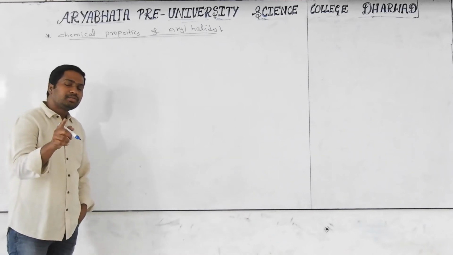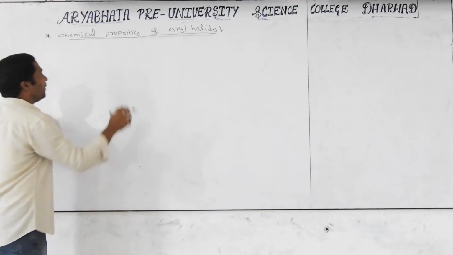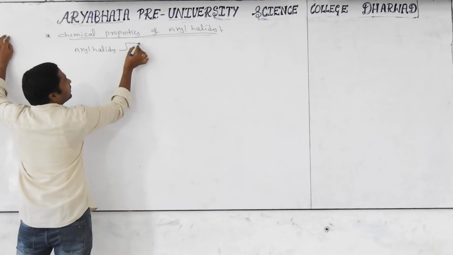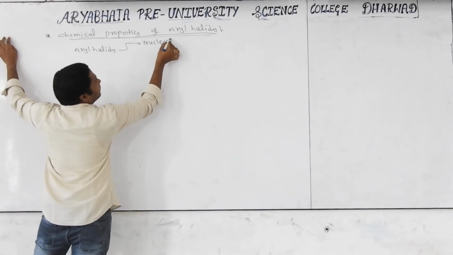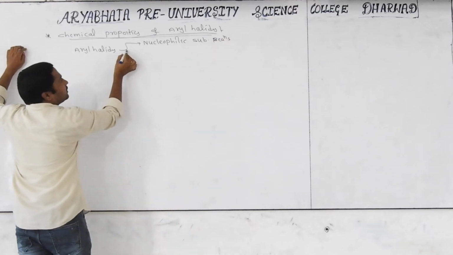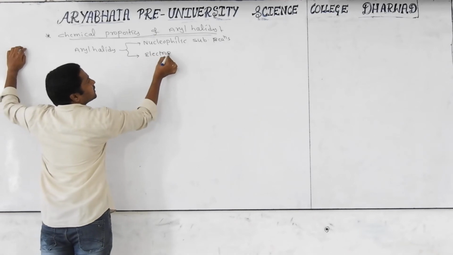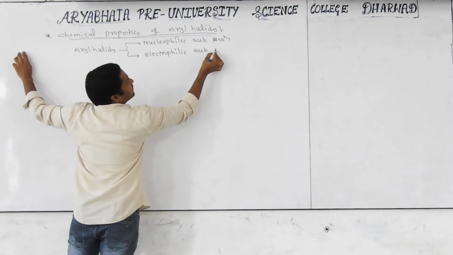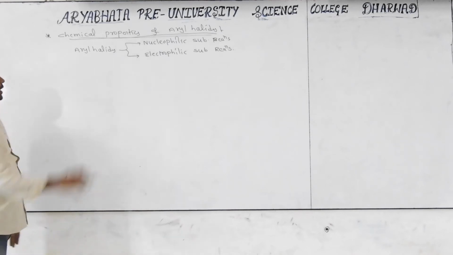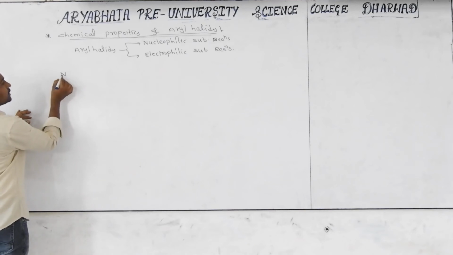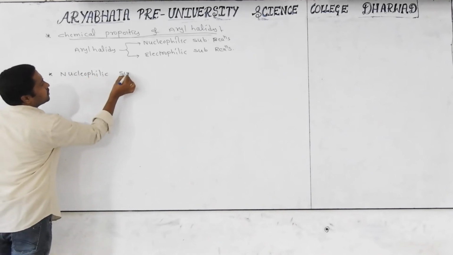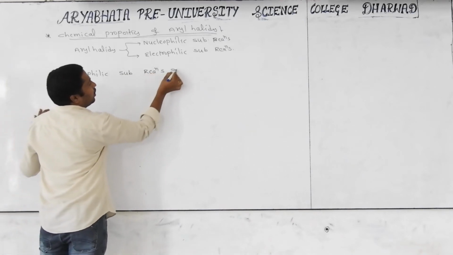Already you know alkyl halides are involved in nucleophilic substitution reactions. But I am telling you here, aryl halides are involved in nucleophilic substitution reactions, and they are also involved in electrophilic substitution reactions. Two types of substitutions will work in the case of aryl halides. Okay, first of all, we have to discuss the nucleophilic substitution reactions of aryl halides.